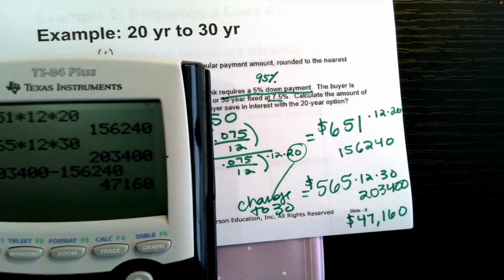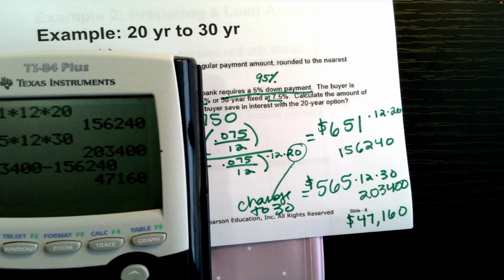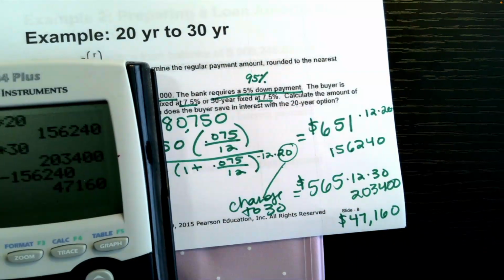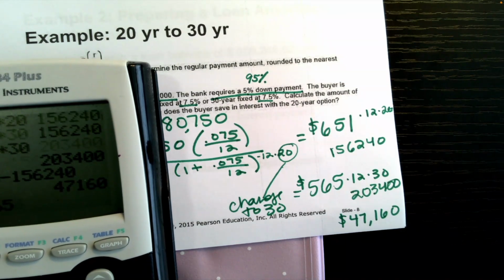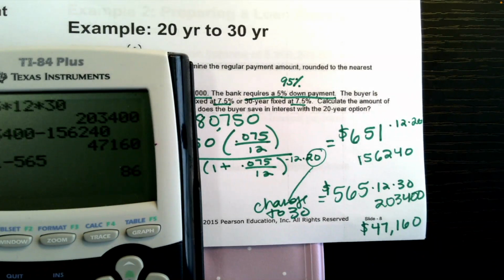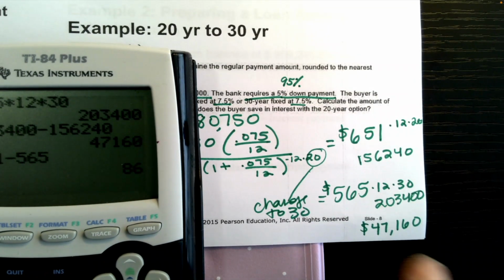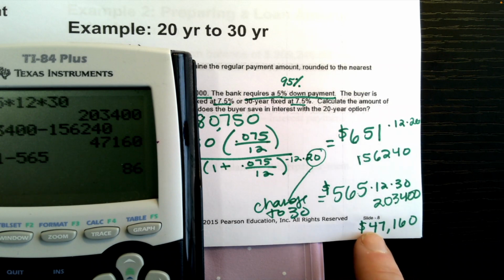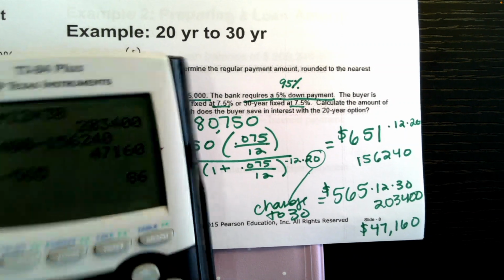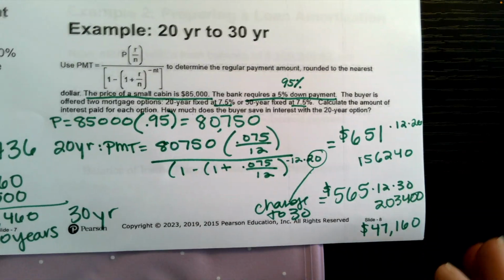Wow, that's a big difference there. You could end up paying not even $100 more per month, $86 more per month, and you would cut down your total interest paid by $47,000. And you would cut down the amount of time that you're paying it. So interest and time really make a big difference.